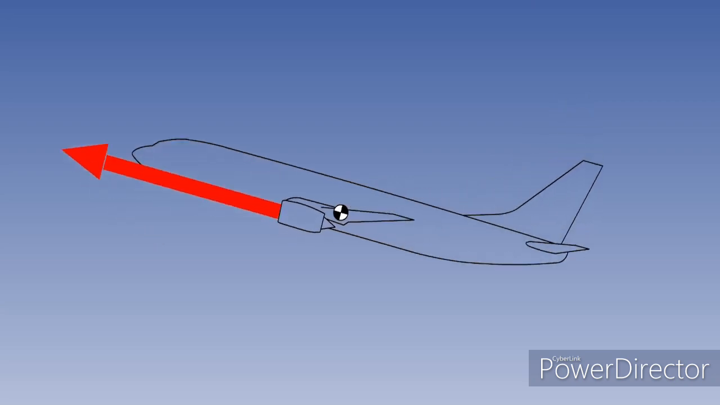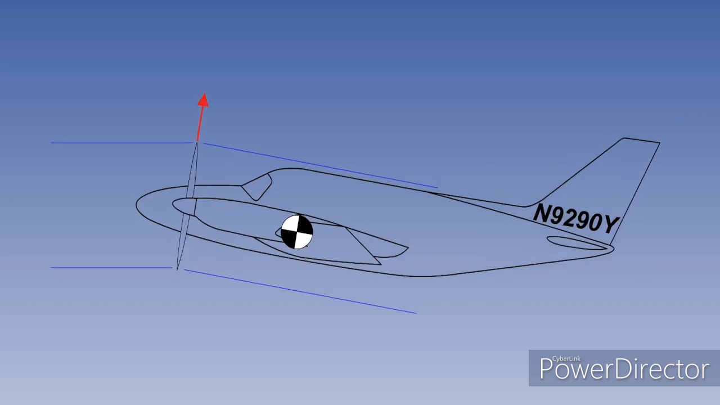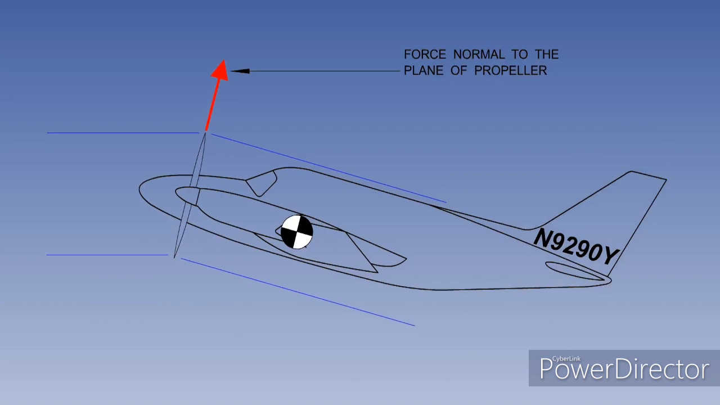Because the thrust line is below the aircraft CG, an increase in thrust will produce a nose-up pitching moment, which is destabilizing. A propeller located forward of the CG will also contribute a destabilizing effect. The change in momentum of the prop wash will generate a force normal to the plane of the propeller.